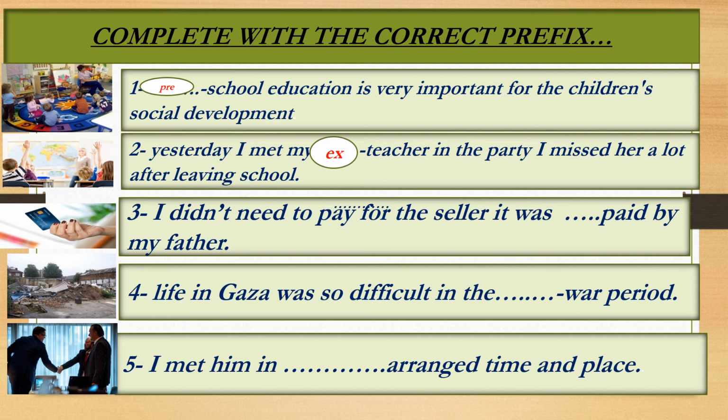Number 3. I didn't need to pay the seller. It was paid by my father. It was prepaid. Number 4. Life in Gaza was so difficult in the war period. In the post-war period, life in Gaza was difficult. Number 5. I met him at an arranged time and place. Pre-arranged time and place. Thank you.